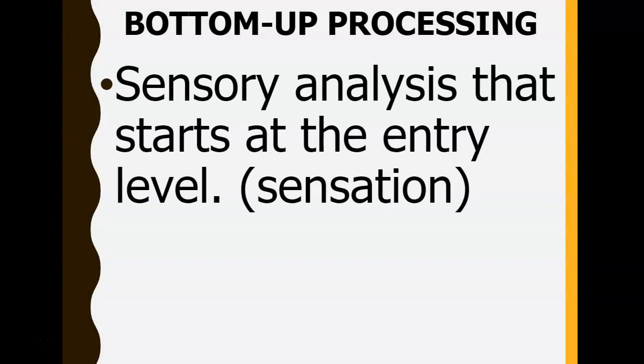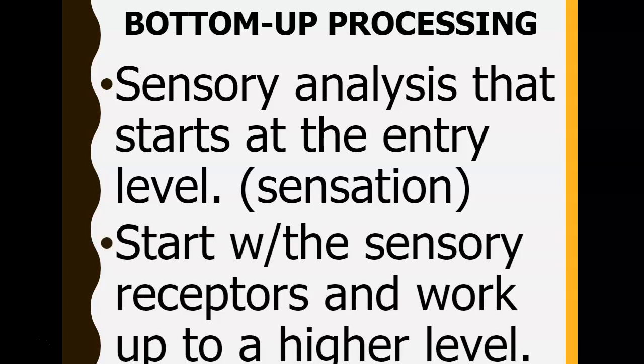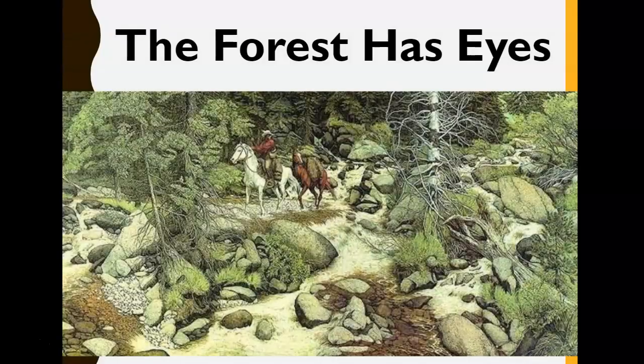All right, so what you're doing here is bottom-up processing. This is where you have sensory analysis that starts at the entry level, sensation. It starts with those sensory receptors and they work up to a higher level, up to the brain for processing. So your sensory eyes here are trying to figure out what it was you're watching. And the forest has eyes. It sounds like a scary movie, I know. Halloween's coming up, so the forest has eyes. The hills have eyes. I think that's actually a real movie.